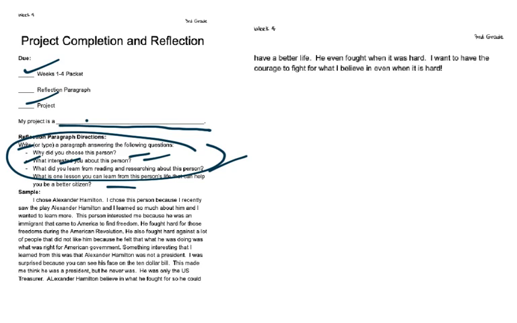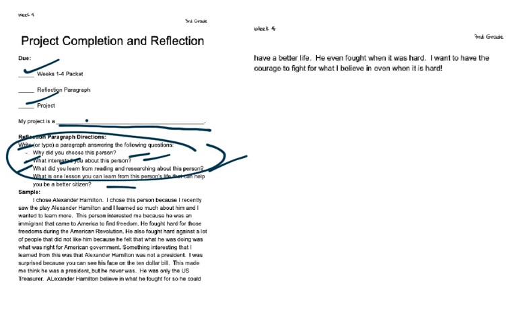Something interesting that I learned from this was that Alexander Hamilton was not a president. I was surprised because you see his face on the $10 bill. This made me think he was a president, but he never was. He was only the U.S. Treasurer. Alexander Hamilton believed in what he fought for so he could have a better life. He even fought when it was hard. I want to have the courage to fight for what I believe in when it is hard.